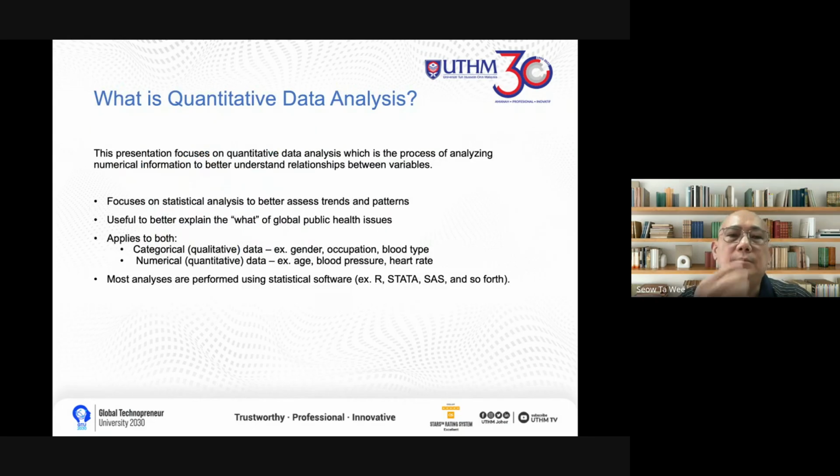So what is quantitative data analysis? Quantitative data analysis is the process of analyzing numerical information to better understand the relationship between variables. We look into the variables. Some have two variables, some three, some many variables like vector analysis. It involves either categorical or numerical data. The focus of statistical analysis is to better assess the trends and patterns. Look into the trends and patterns.